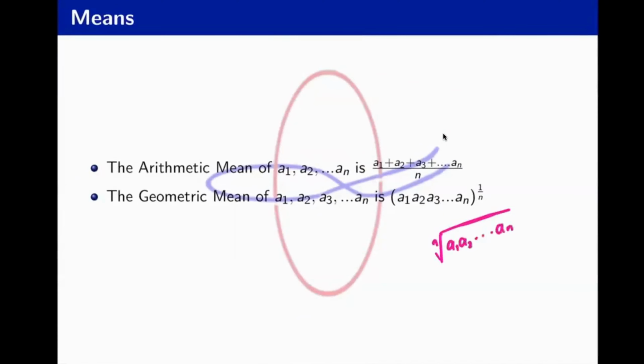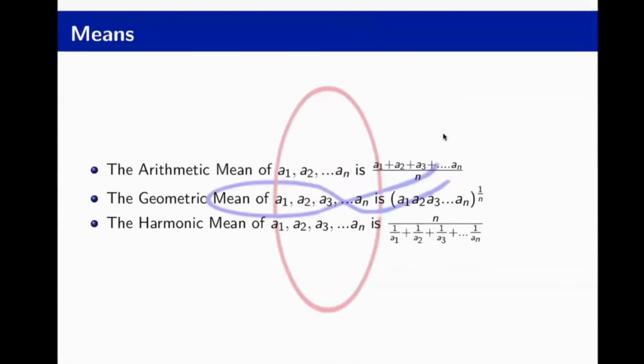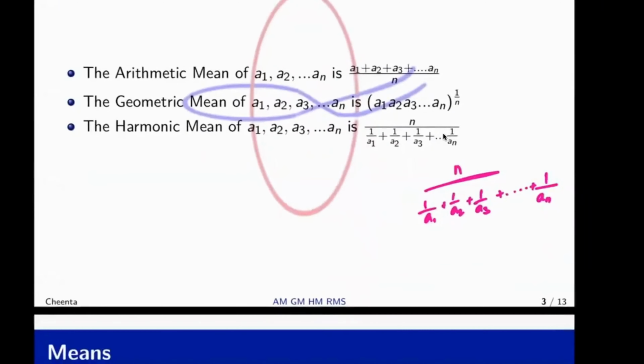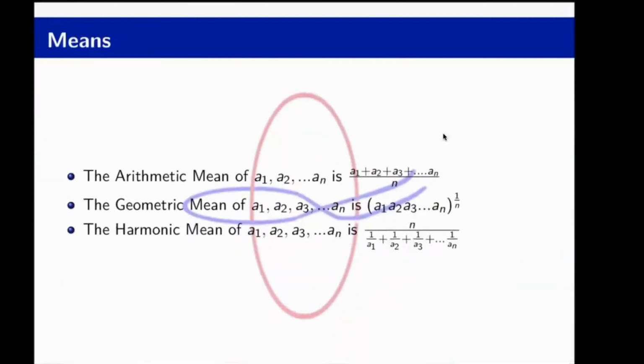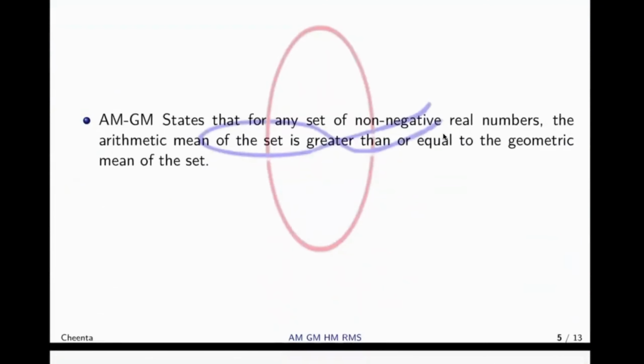And similarly, the harmonic mean of A1, A2, A3 and so on is N divided by 1 by A1 plus 1 by A2 plus 1 by A3 plus and so on plus 1 by AN. So, that's regarding the means.